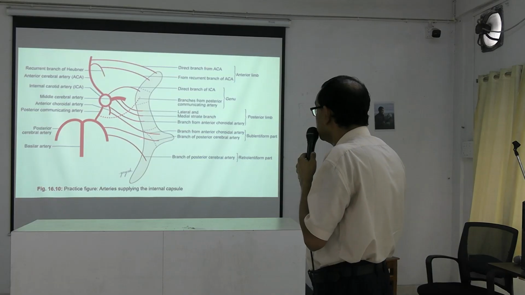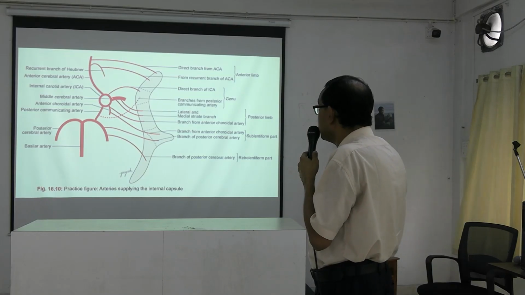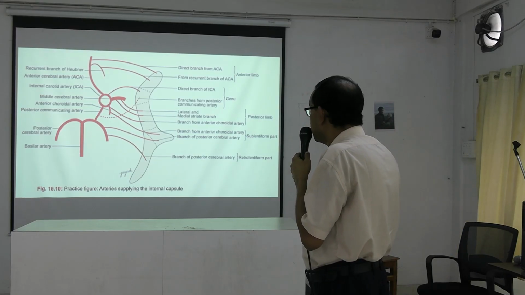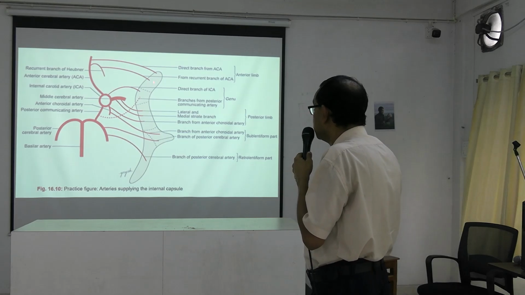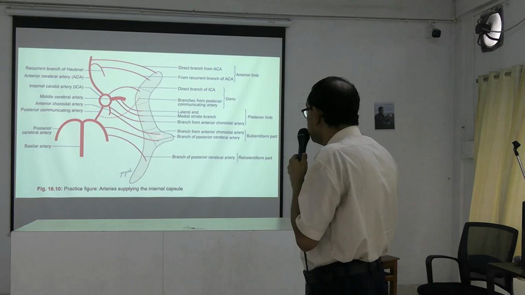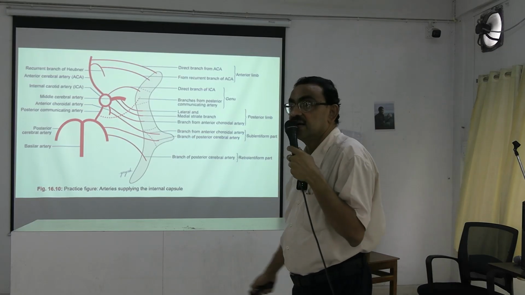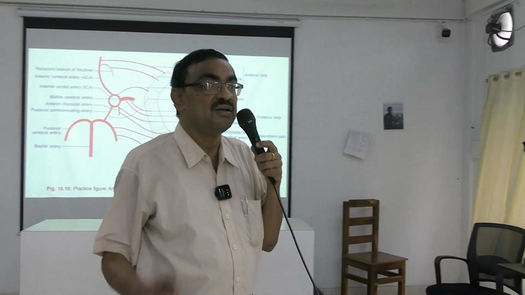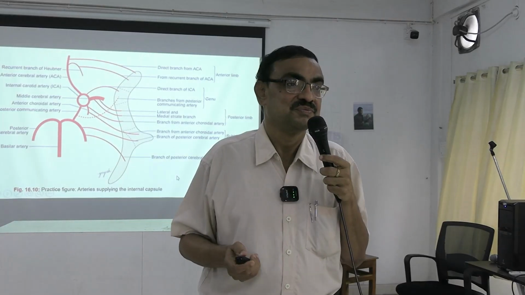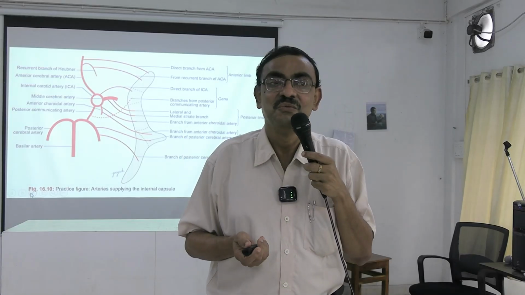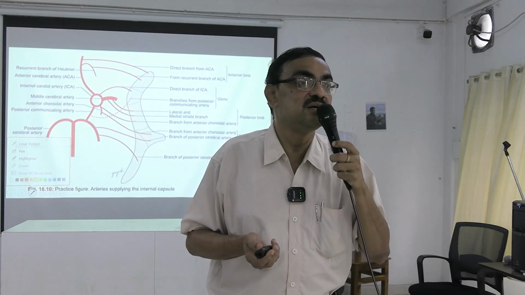the retrolentiform and sublentiform part of the internal capsule. Okay, so the major supply is by the anterior cerebral, middle cerebral and posterior cerebral. They are supplying the anterior limb, genu, posterior limb. This is the retrolentiform and this is the sublentiform part of the internal capsule. This blood supply is very important. It will come in the exam, the blood supply to the internal capsule, because in the clinic we will find the hemiplegic patients.